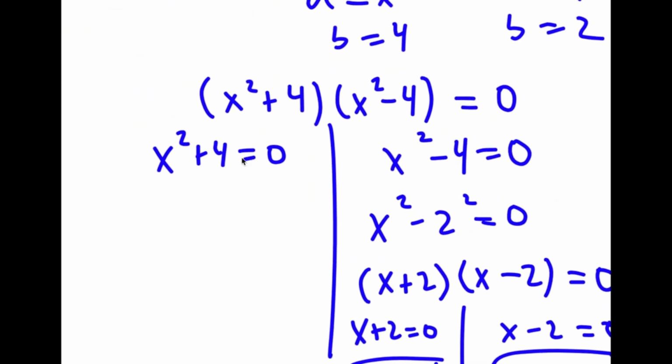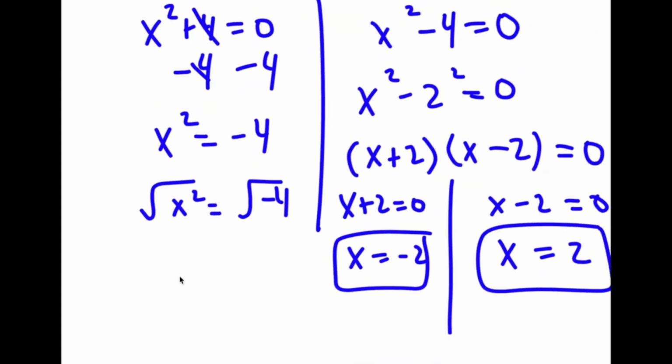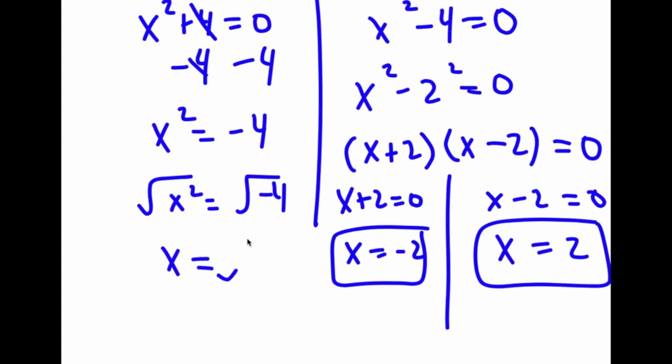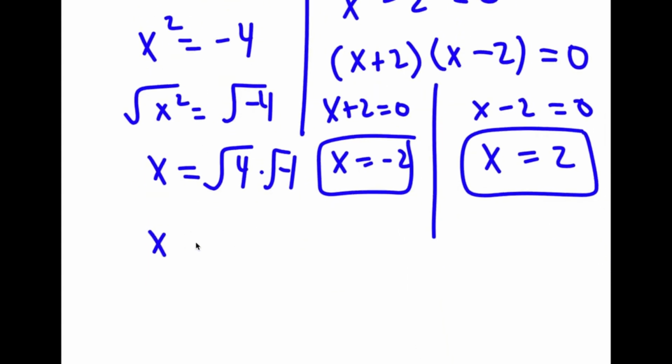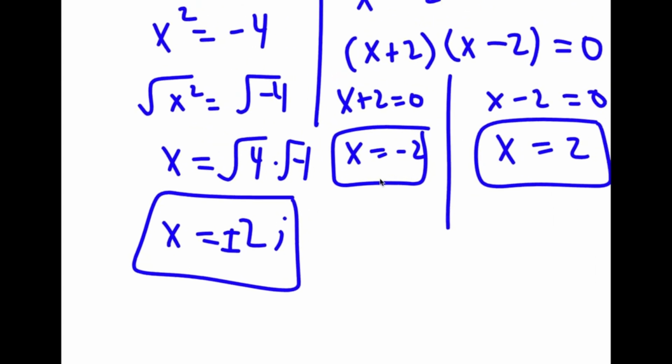Now for x squared plus 4 equals 0, I'm going to subtract 4 on both sides. These two cancel out, and I have x squared is equal to negative 4. Now I'm going to take the square root on both sides. Square root of x squared is x, and the square root of negative 4, that's the same thing as the square root of 4 times the square root of negative 1. The square root of 4 is 2, and if you guys already know, the square root of negative 1 is i. So I have x is equal to positive or negative 2i. So these are another two solutions.